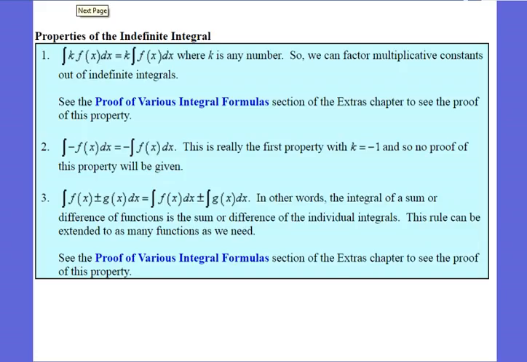Alright, I do have some rules. Let's paraphrase, alright? We're not going to sit here and you have to copy this all day. So, the first one says this. The integral of k f of x dx is equal to k times the integral of f of x dx, where k is any number, so that we can factor multiplicative constants out of indefinite integrals. Meaning this. If you notice that your function is multiplied or can be factored by something, guess what you can do? You can factor it out and not have to worry about integrating it. Okay? So basically to make it smaller.